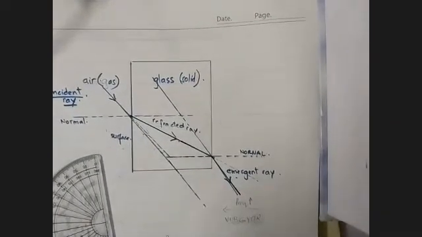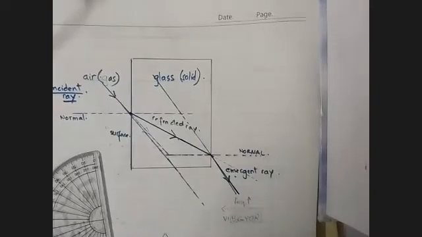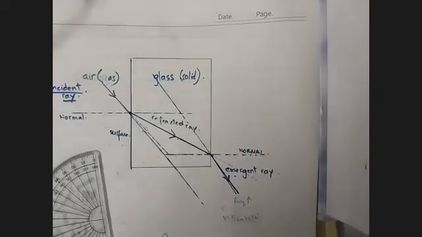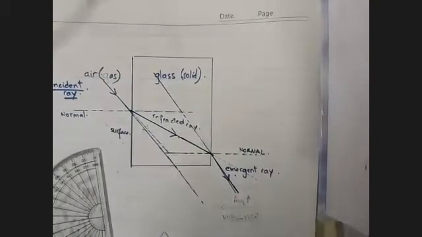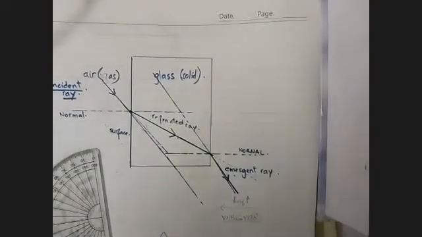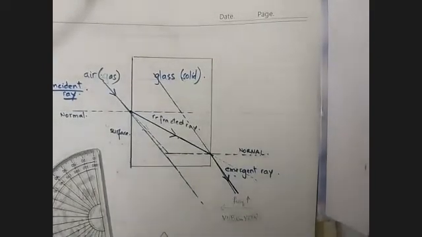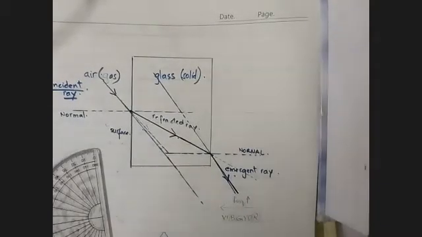Okay, yes, Yusra? Miss, I have two questions. Miss, can you tell how we know whether the ray will be bending towards the normal or away from the normal? Yeah, so you have to look at which one is denser, which one is less dense.